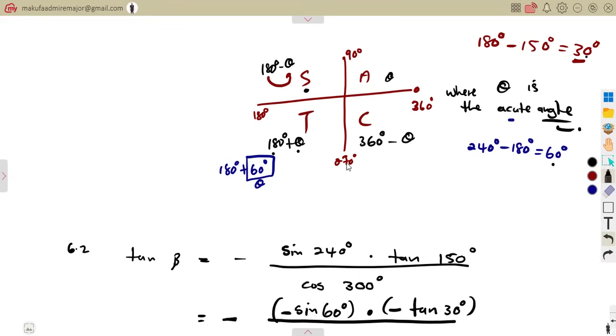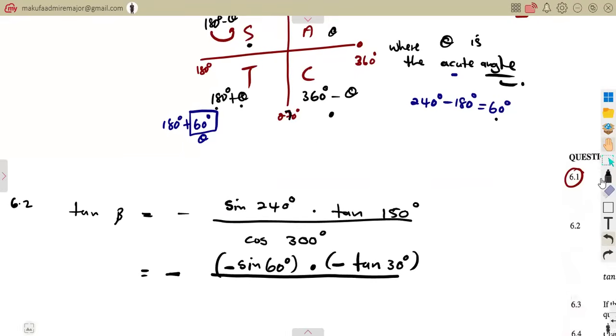300 degrees, more than 270 degrees, but less than 360, meaning to say you're talking about the fourth quadrant. 360 minus theta. So from that concept, 360 minus 300, there's a difference of 60 degrees. So it's supposed to be a cos. Remember, it's the quadrant for cos there, so it remains as a positive.